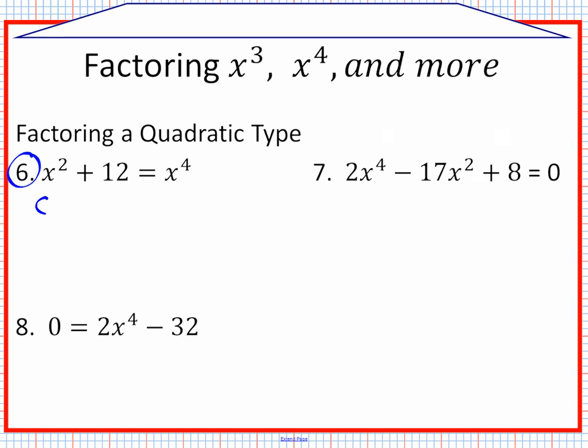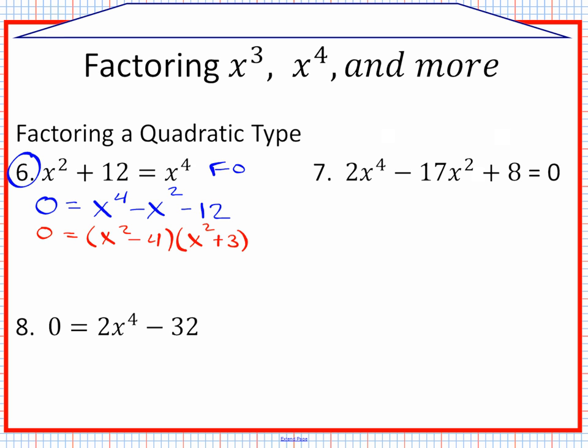So we set it equal to 0. Even if you didn't know this special pattern, you would want to set it equal to 0 anyways, because that's just generally how we treat polynomial equations. We almost always start by setting equal to 0. So I can factor this to 0 equals x squared minus 4 times x squared plus 3. If you don't believe me on that, check it out with the FOIL pattern to make sure that that multiplies back up to x to the 4th minus x squared minus 12.